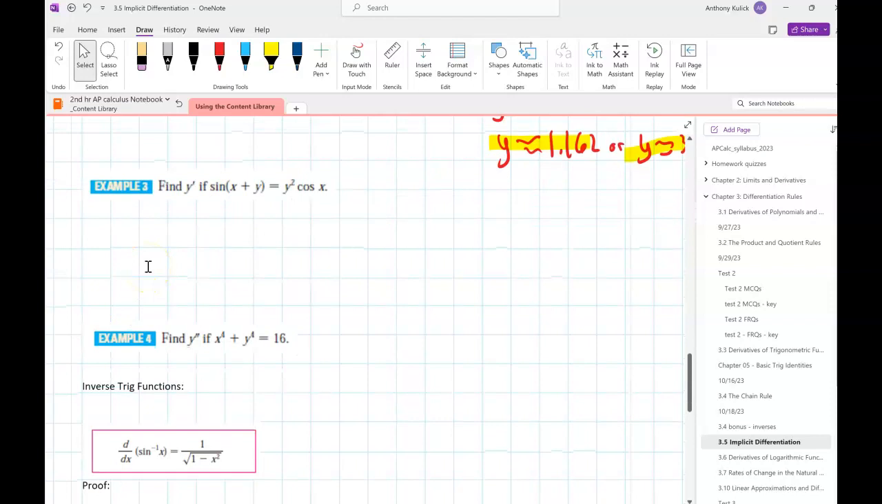All right. Let's do another example here. So here we have sine of x plus y equals y squared cosine x. Again, we want dy/dx.